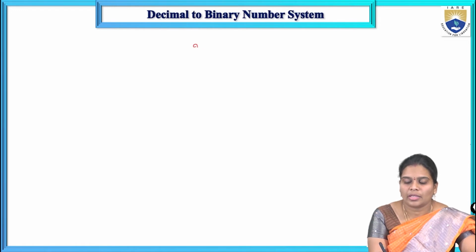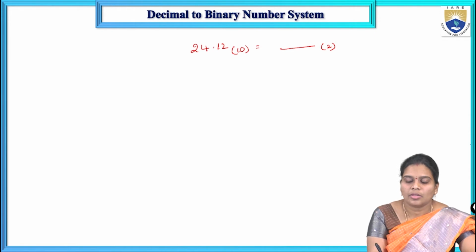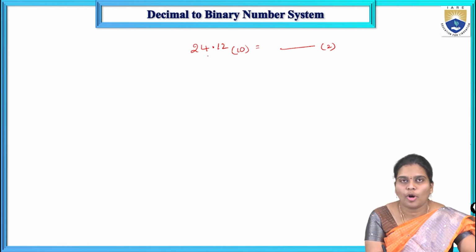So here we are taking, say, 24.12. This is the one base value. Now I want to convert it to the binary system. In this, the point's left side value is divided with the base value, and the point's right side value is multiplied with the base value.